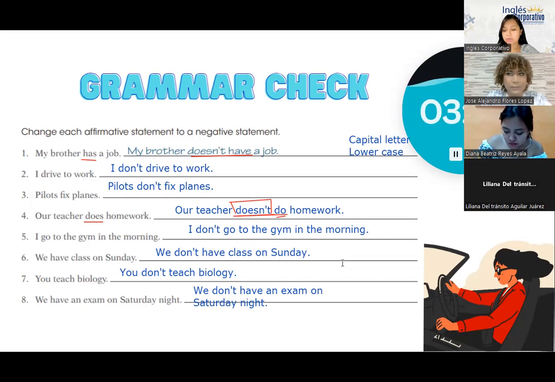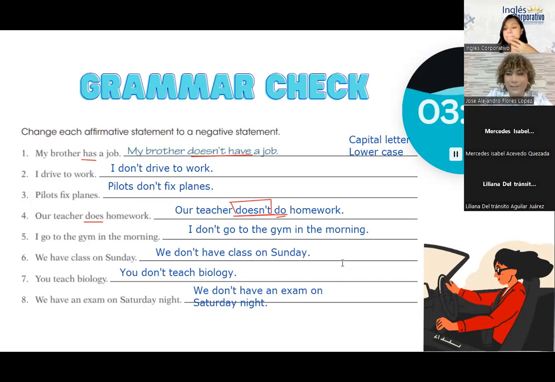I don't understand your work. No entiendo tu trabajo. Your work. Lo puse en gerundio, ¿verdad?